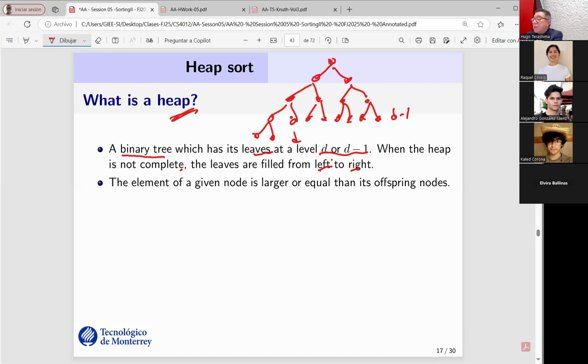And what is the relation between D and the number of elements, or the number of leaves, that I have on the tree? What do you think it is? So this is level 0, this is level 1, this is level 2, and so on. And this is D minus 1, and this is D, right? So if I have 9 leaves.